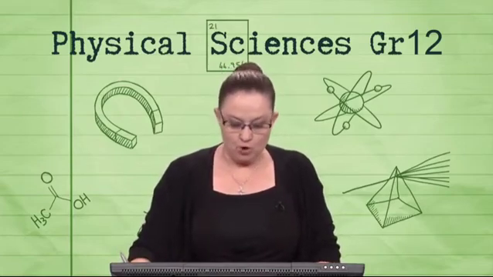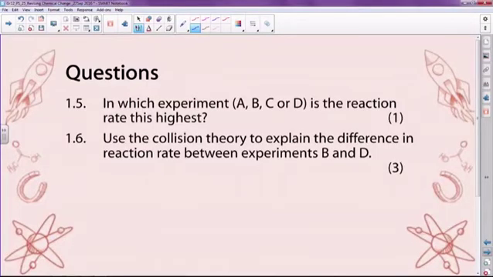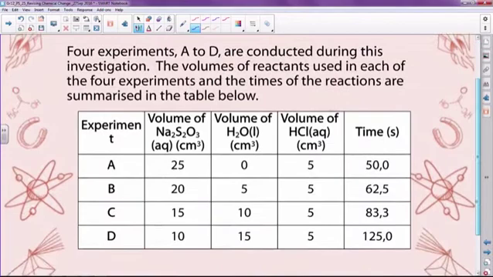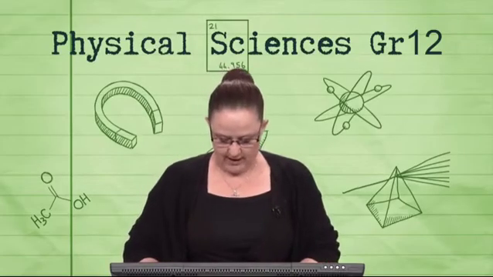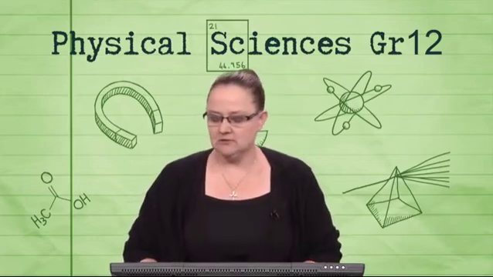Now we get to the fun questions. Now we have to actually work with the table. So now they say to us, in which experiment, A, B, C, or D, is the reaction rate the highest? So that's the first part. And use the collision theory to explain the difference in the reaction rate between experiments B and D. So I'm going to give you 2 minutes again. You're now going to look at this, tell me which of these has the highest reaction rate, and then you're going to explain the difference in the reaction rate between B and D, okay? You are going to have 2 minutes, and your time starts now.